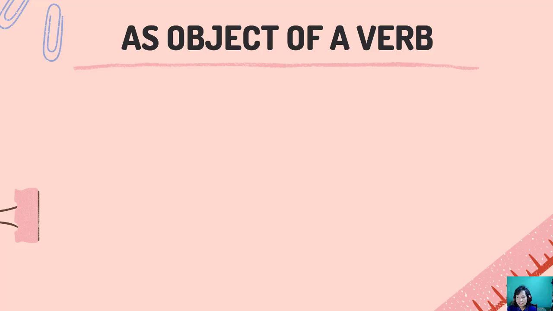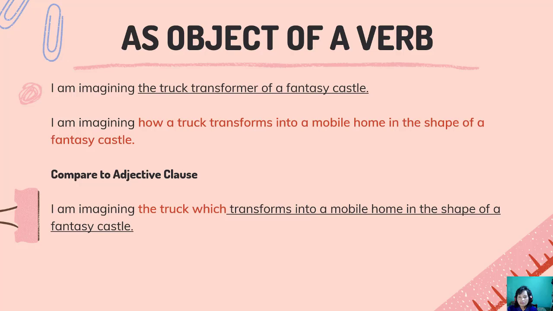Okay, the second position is as object of a verb. I am imagining the truck transformer of a fantasy castle. This is the object of imagining, the verb. And then I replace it with this: I am imagining how a truck transforms into a mobile home in the shape of a fantasy castle. This is the conjunction. A truck, subject, transforms, predicate.